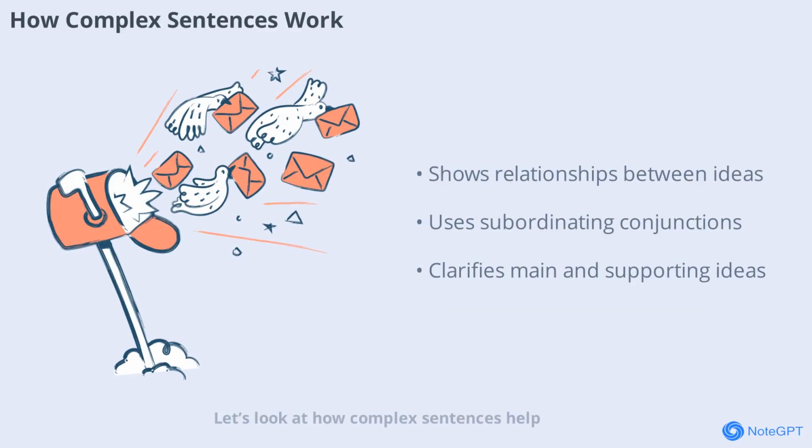Let's look at how complex sentences help us express relationships between ideas more clearly. By using subordinating conjunctions, we can show cause and effect, time, condition, or contrast. For instance, in the sentence "I went to the supermarket because we were out of milk," the word because links the reason to the action.